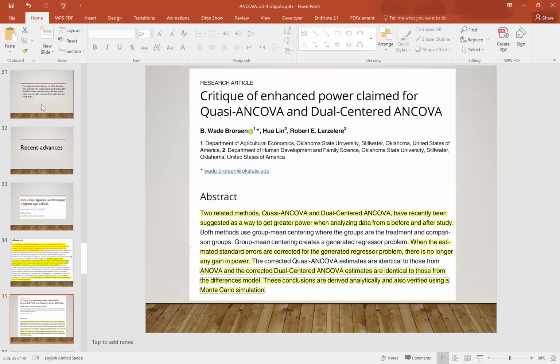For the generated regressor problem, there is no longer any gain in power. The corrected quasi-ANCOVA estimates are identical to those from ANCOVA, and the corrected dual-centered ANCOVA estimates are identical to those from the difference models. These conclusions are derived analytically and also verified using Monte Carlo simulations.